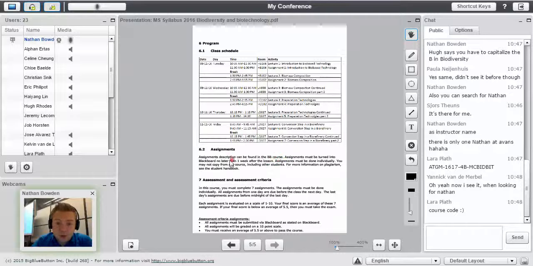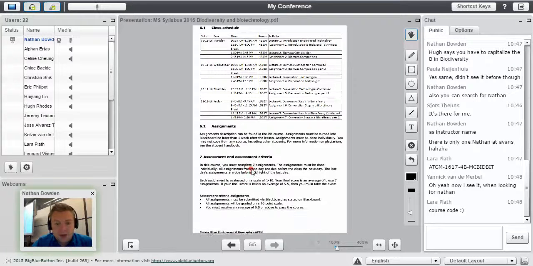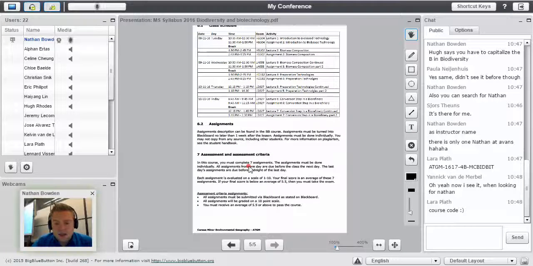They must be turned into Blackboard. It says no. I had to change that. That's an old one. So it has to be turned in on time for the next day's class. Ignore this sentence. They must be done individually. You may not copy from any source, including other students. For more information on plagiarism, see the student handbook. Fortunately, this year I haven't seen any kind of problems with plagiarism. Let's please keep it this way. I really don't like having to send students to the Academic Honesty Committee.